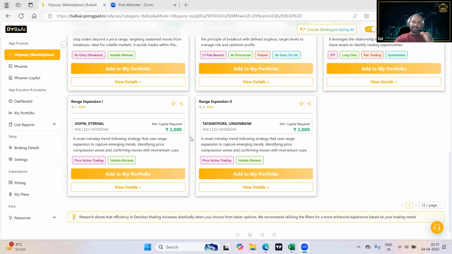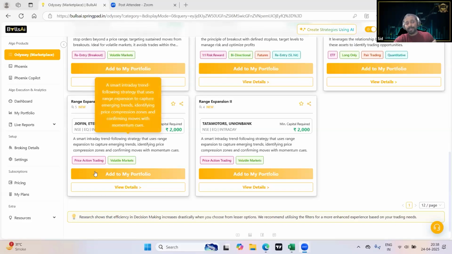So this strategy identifies the compression, it identifies that range, and when the range goes into an expansion zone, it tries to capture and enter that particular trade. Let it be a long trade, that is the market going up, or a short trade, that is the market going down. This is good for volatile markets where the market moves rapidly in any direction. It is also good for price action trading.